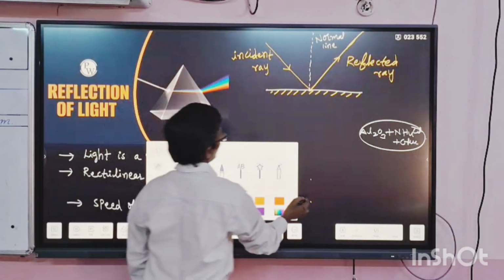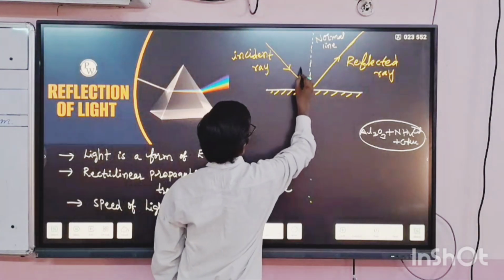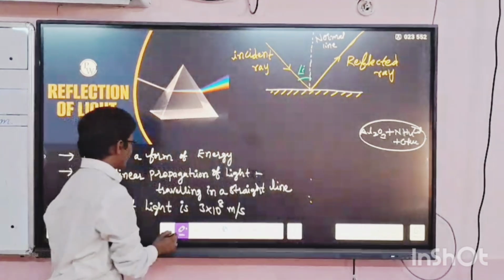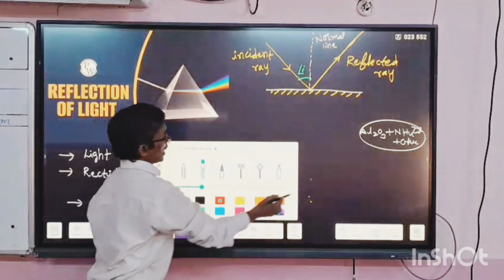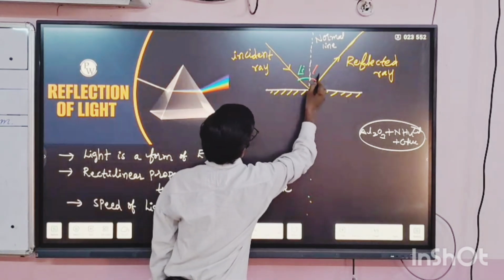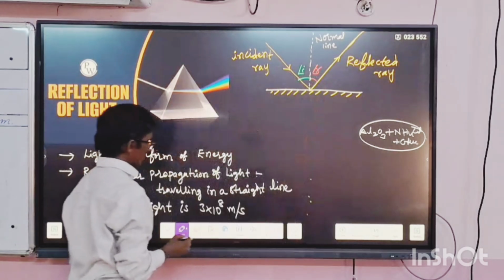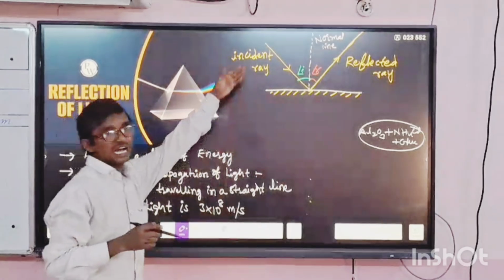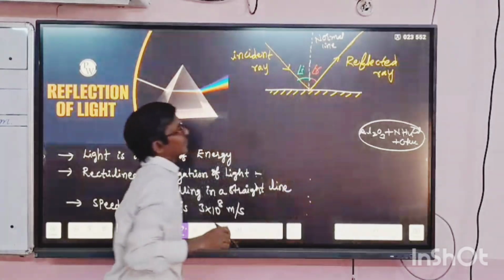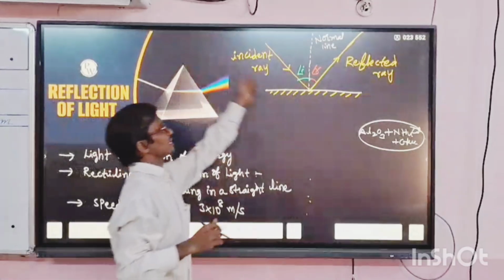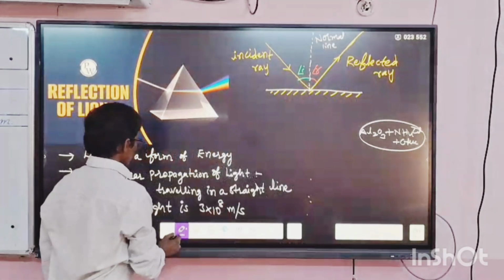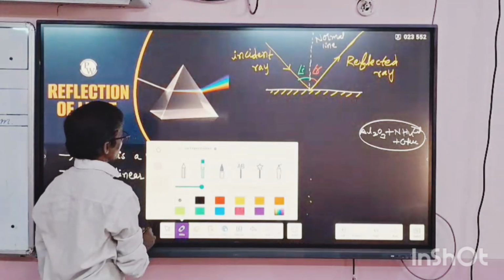One is the angle between the incident ray and normal. That angle is called the angle of incidence. One more angle is also forming: the angle between the reflected ray and normal, that is the angle of reflection. So because of the normal line, we get the incident angle and the reflected angle.